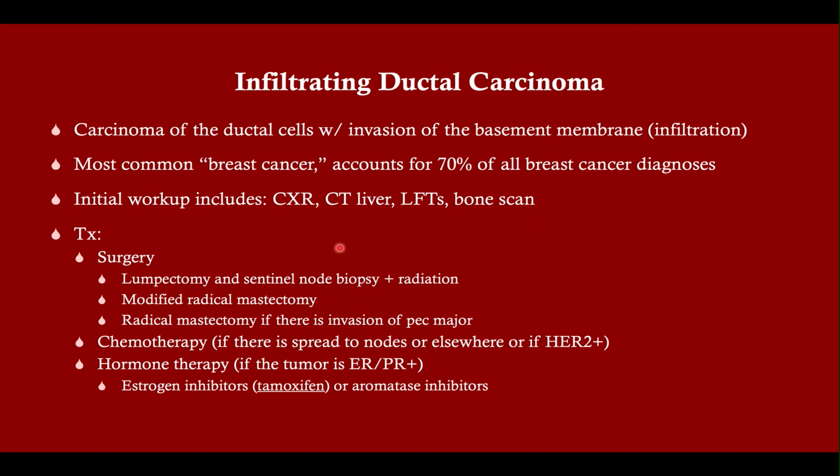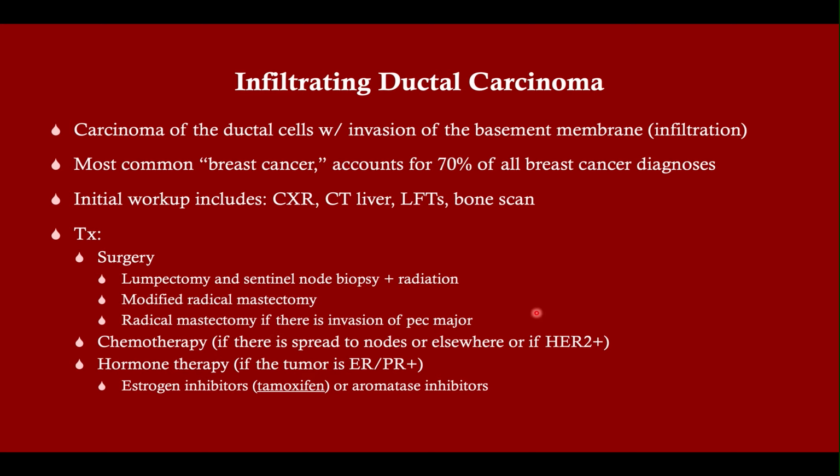The treatment is dual, it's surgical and medical. Usually, you'll go about treating this surgically first. So you can do this two ways. You can get a lumpectomy with a sentinel node biopsy, and then that will be followed by radiation. You can also do a mastectomy. That you also need to get a sentinel node biopsy. That does not need to be followed by radiation. If there is invasion of the chest wall, then you need to do a radical mastectomy.